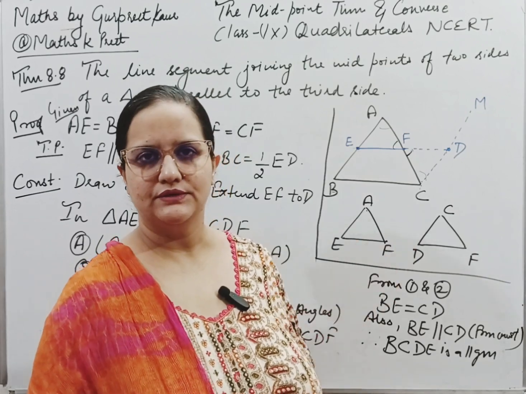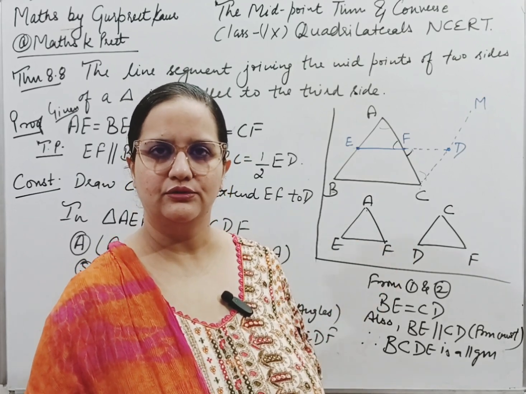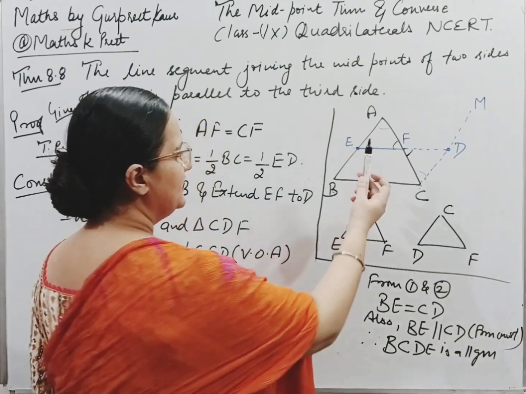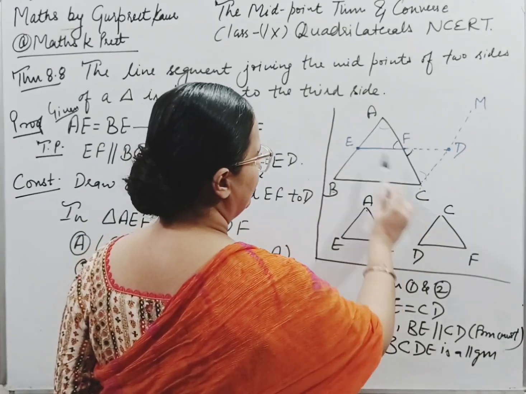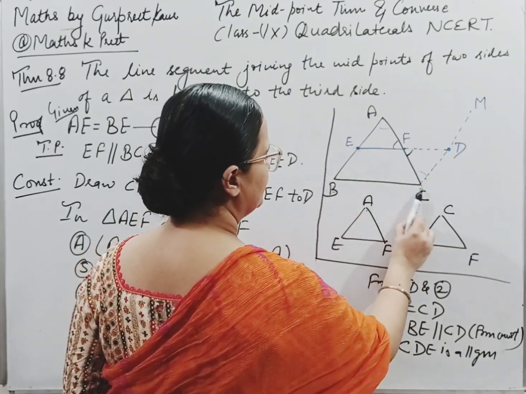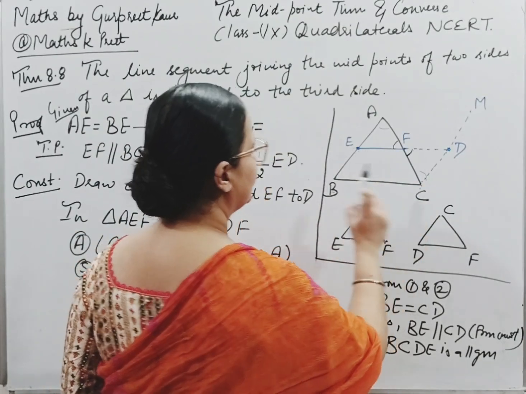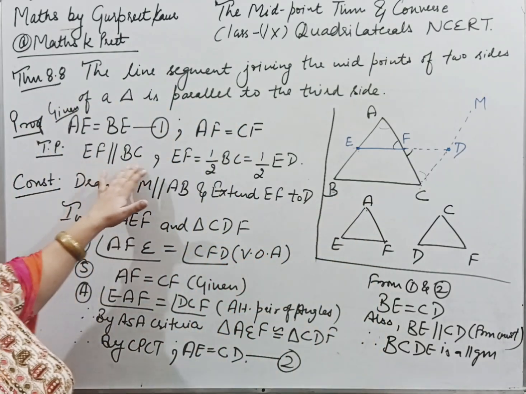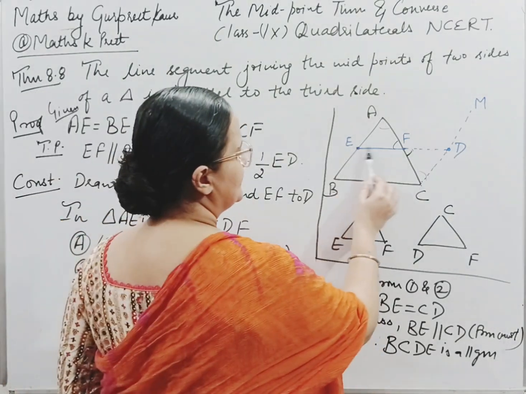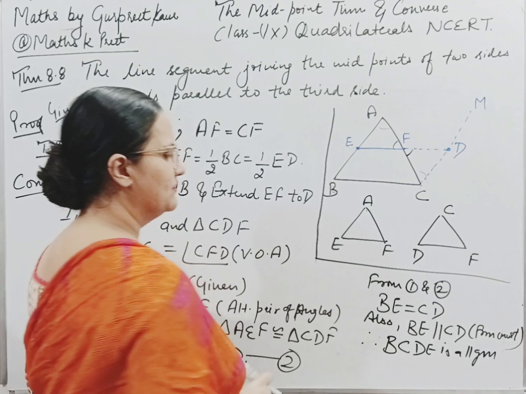That opposite pair of sides of a parallelogram are parallel to each other. Fine. So here ED will be parallel to BC. Why? Because ED is opposite to BC. So ED is parallel to BC, but our requirement is what? EF is parallel to BC. So we can write this much part. EF is parallel to BC.